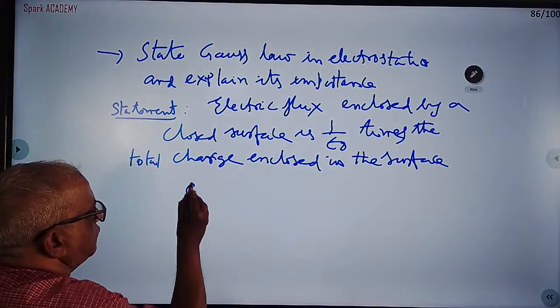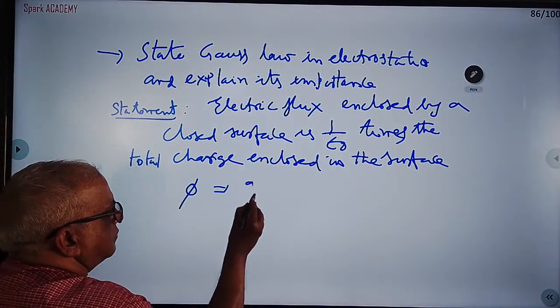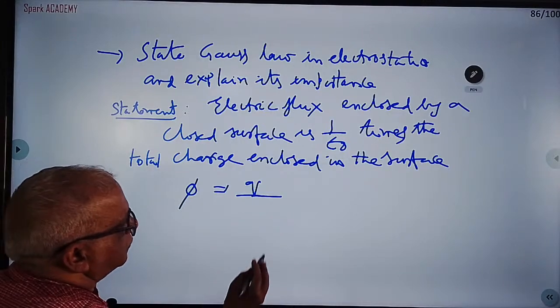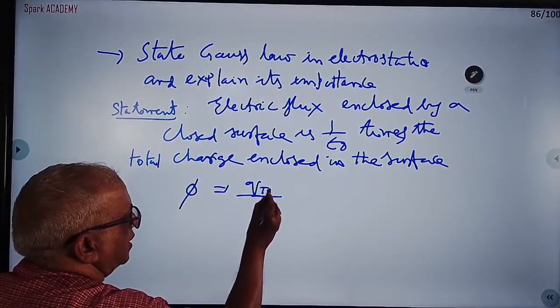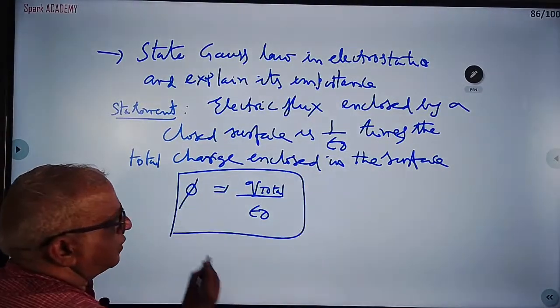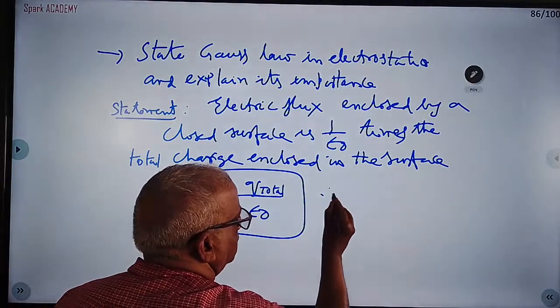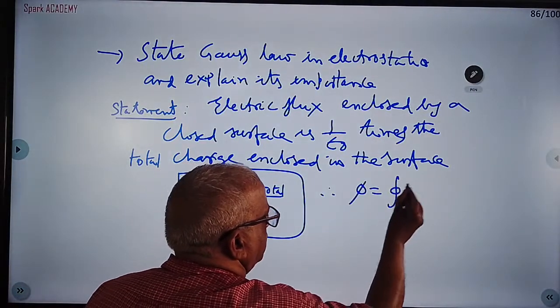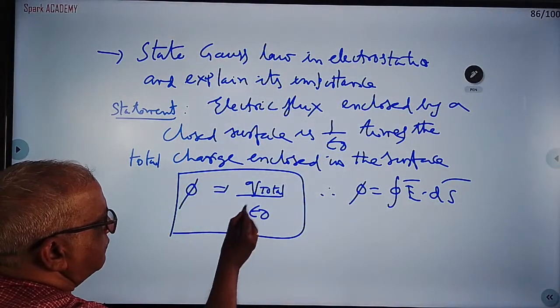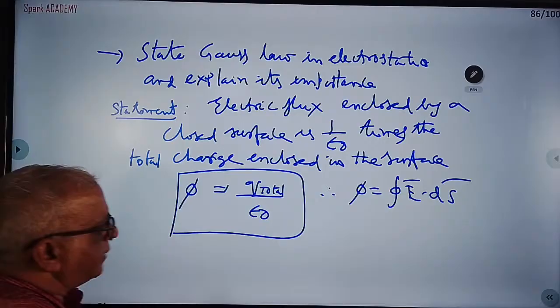The formula: flux is equal to total charge Q enclosed by epsilon naught. Flux is also given by the formula integral E dot ds, but the main formula is Q total by epsilon naught, this one you write.